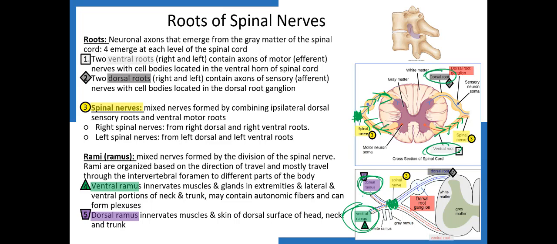So basically, the ventral ramus is responsible for a lot more of the body parts because we have a lot more of the body in front of the spinal cord. So if you look over here, ventral ramus innervates the muscle and glands, lateral and ventral, so side and front portions of the neck and trunk, may contain autonomic fibers and can form those plexuses, those networks. The dorsal ramus innervates the muscle and skin of the back surface of the head, neck, and trunk, right? Because we have just the back of our back and the back of our head, neck, and trunk behind the spinal cord.